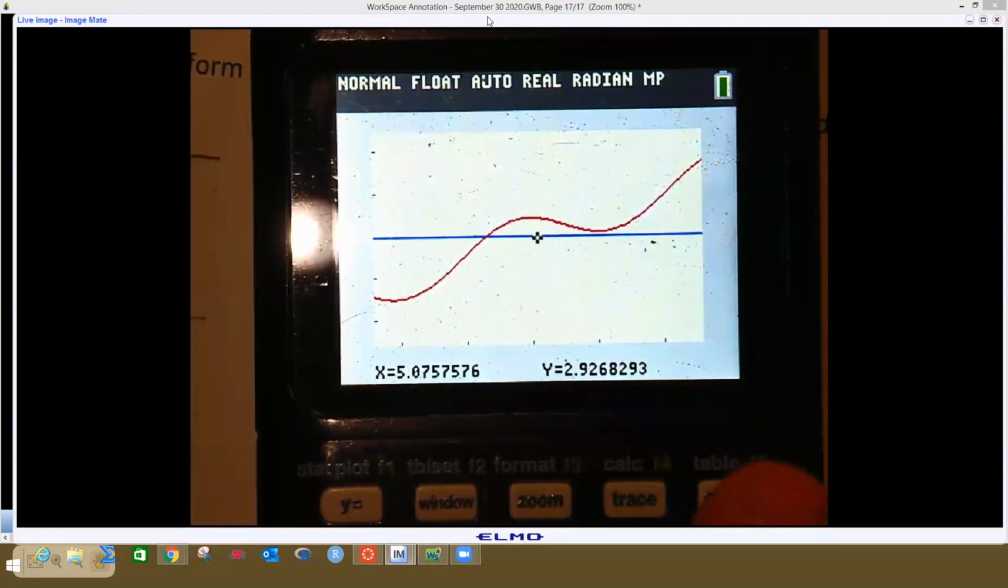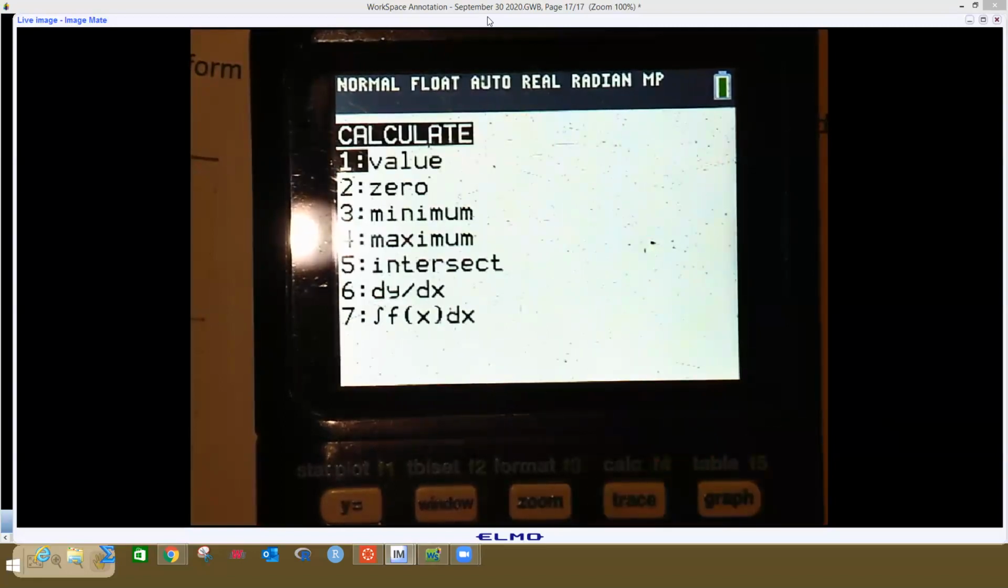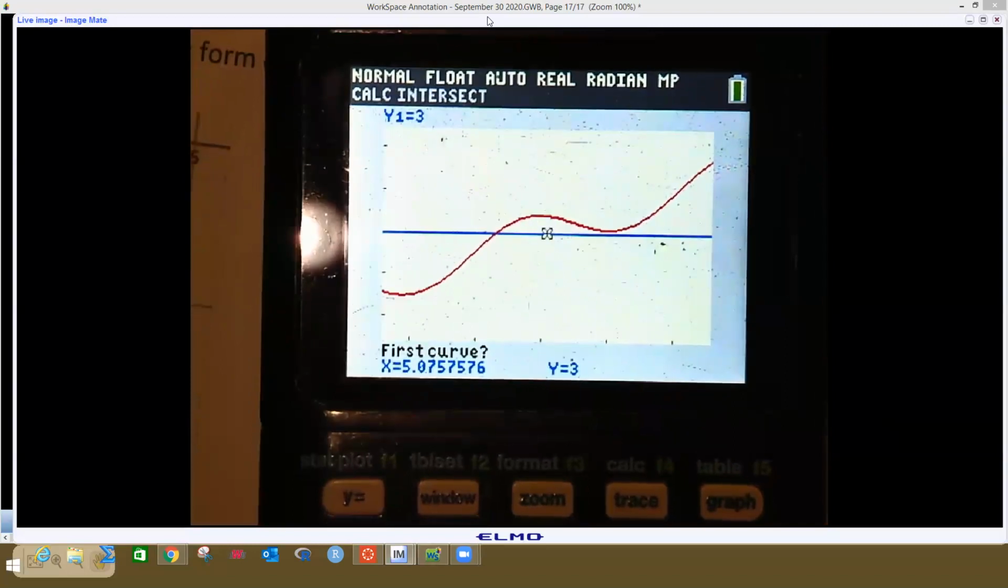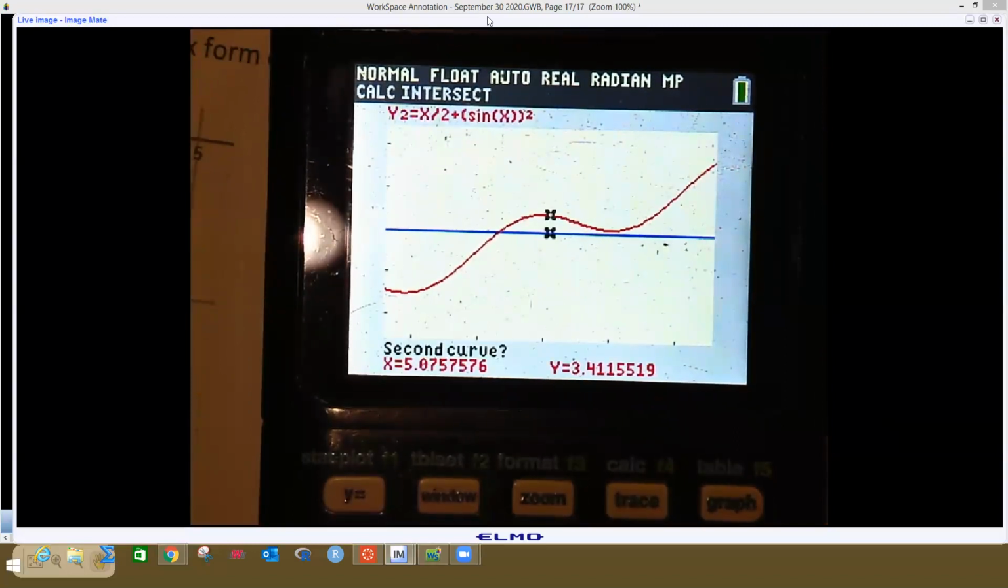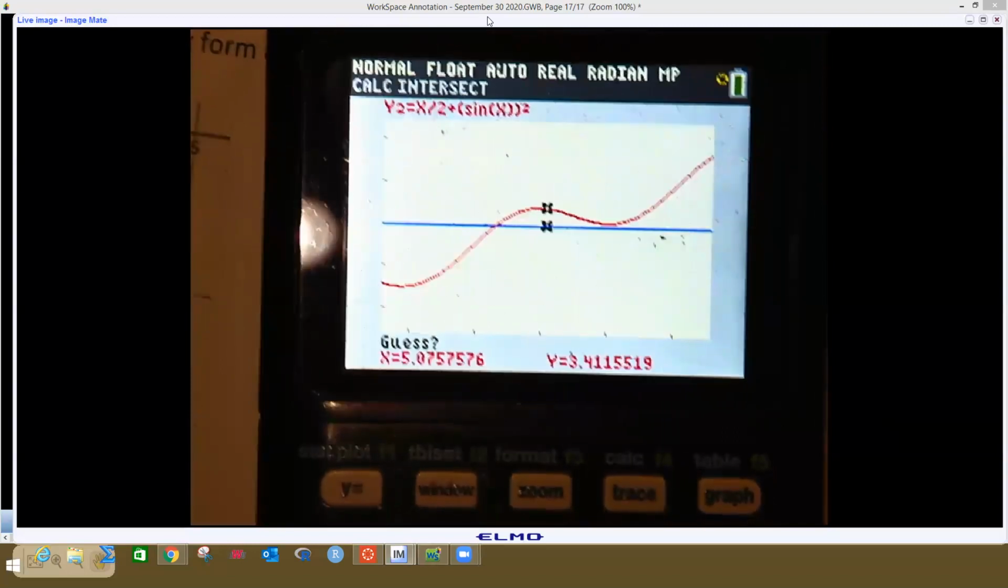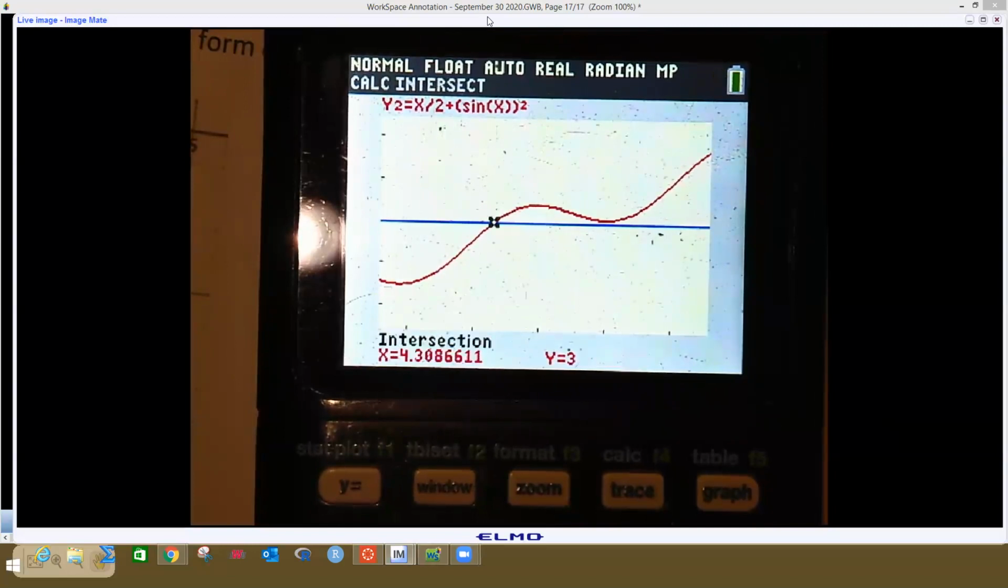So I'm going to hit second, calc, 5. That's intersect. It asks, is that the first line? Yes. Is that the other line? Yes. And I hit enter a third time, and here's my answer. So the answer to this is 4.30866611.